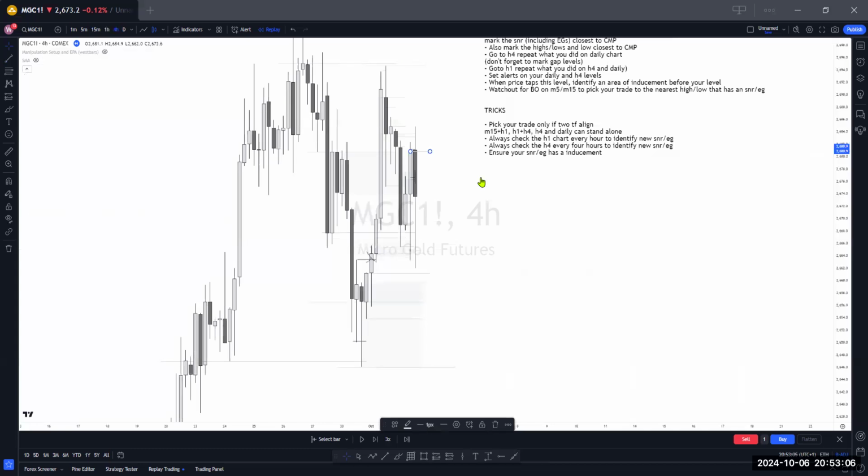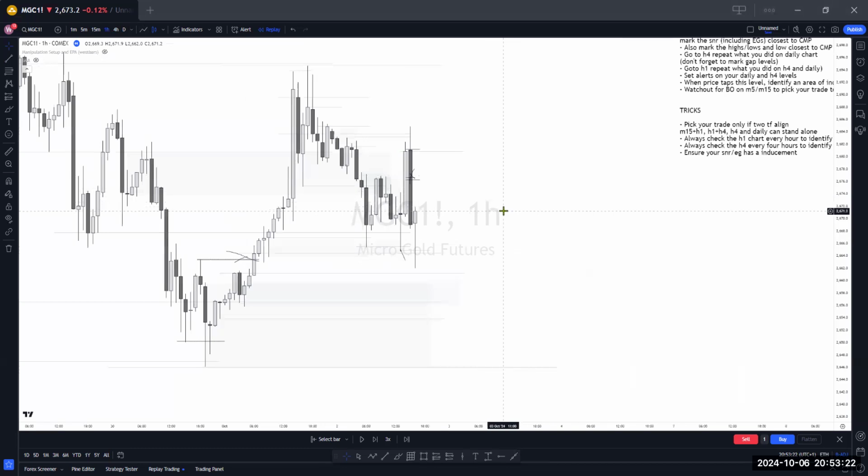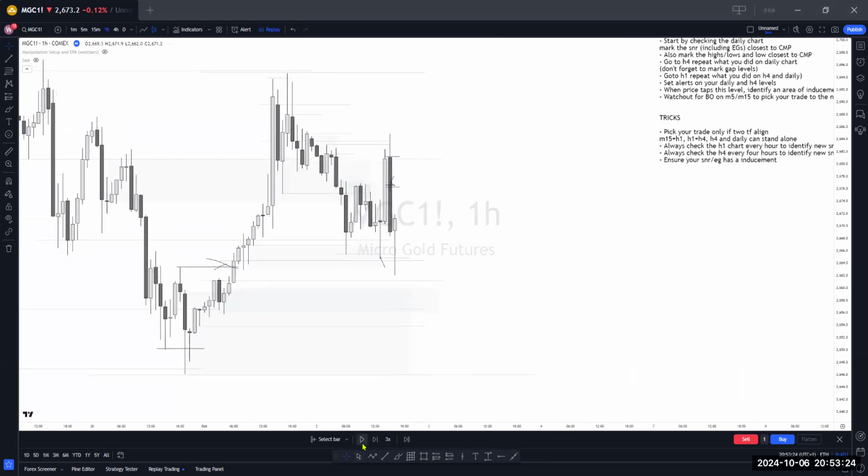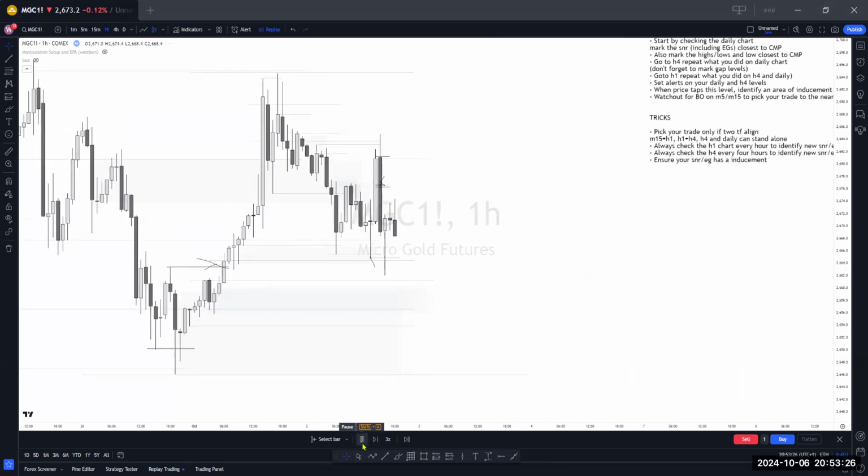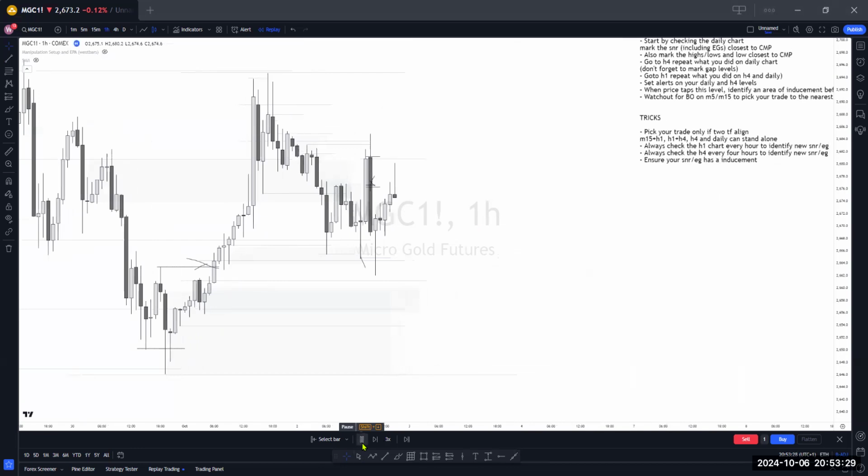Right. So does it align with anything on the H4? Yes, it does. So this same level, that's equilibrium, right? On the H4 and then on the H1, same level. So I'll be looking out for this level. My price taps. So let me just fast forward it because I knew price got to that level.